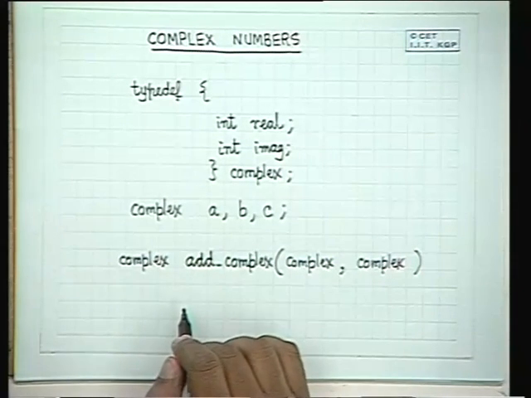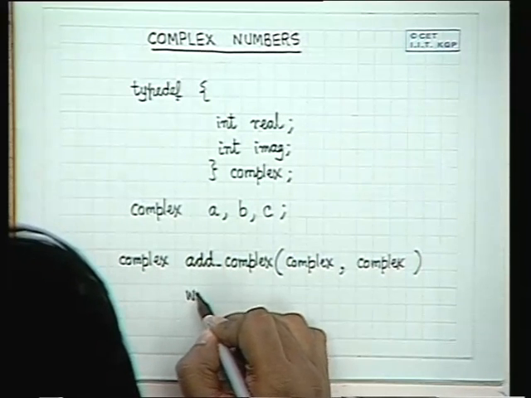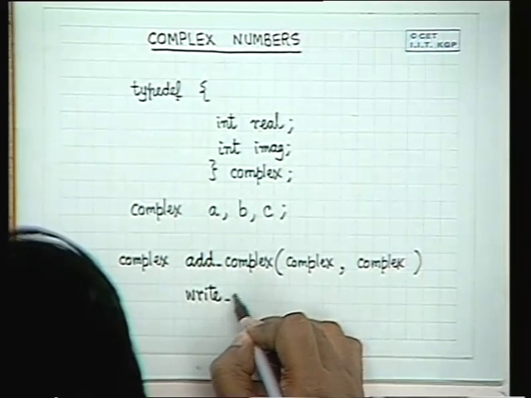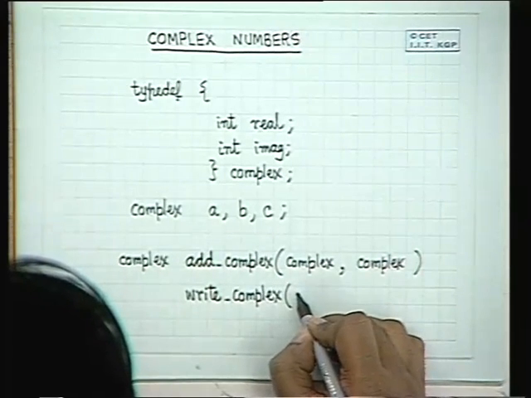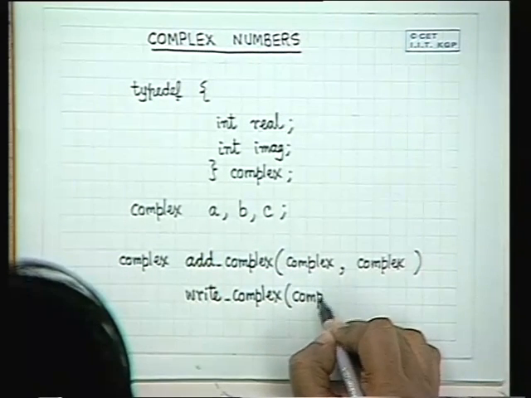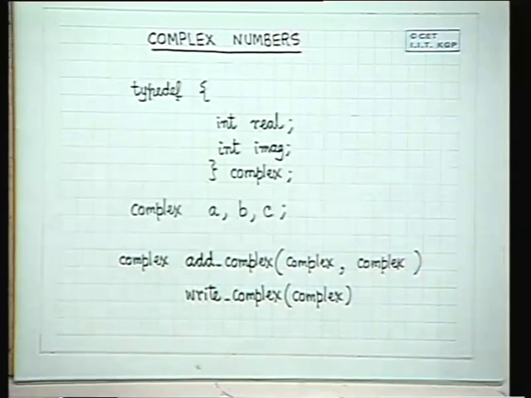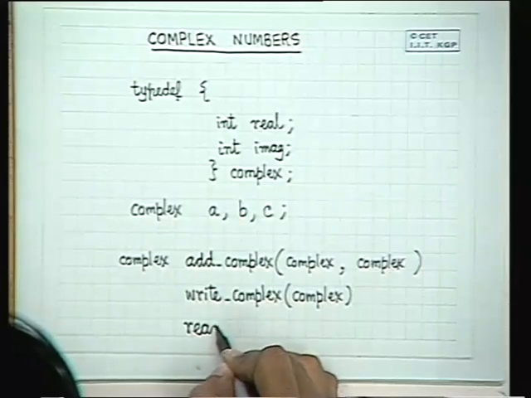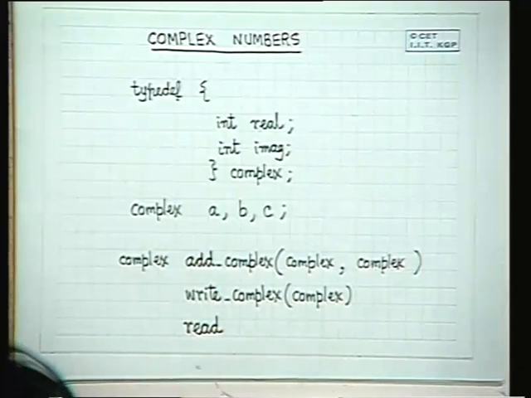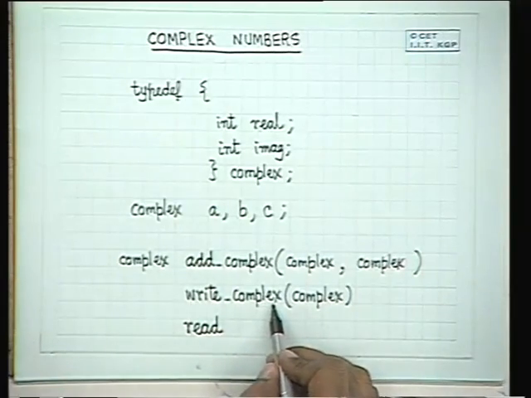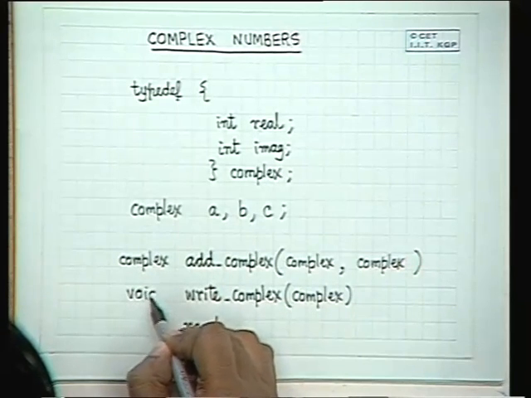Similarly, if you want to put in write complex, then it will just take in a complex type and print it inside the function. Finally, read complex. So it will return nothing. You can write void or integer or anything, or you need not write anything. In general, if you want to make it complete and indicate very clearly that it does not return anything, you write void.